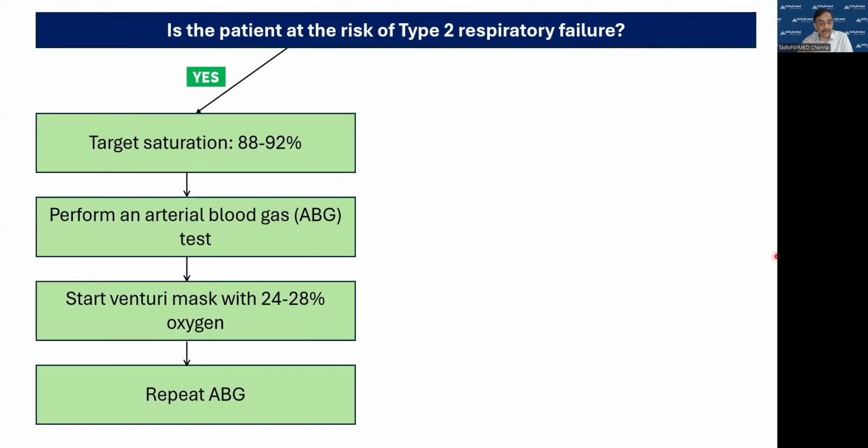You will use saturation, but you will also use ABG along with your pulse oximeter to monitor these patients. And you will straight away start them with the Venturi of 24 to 28%. And you will use ABGs typically to monitor this patient and titrate the oxygen levels.